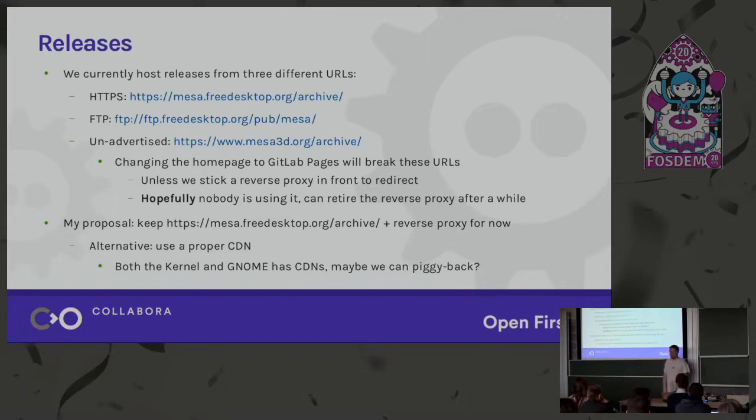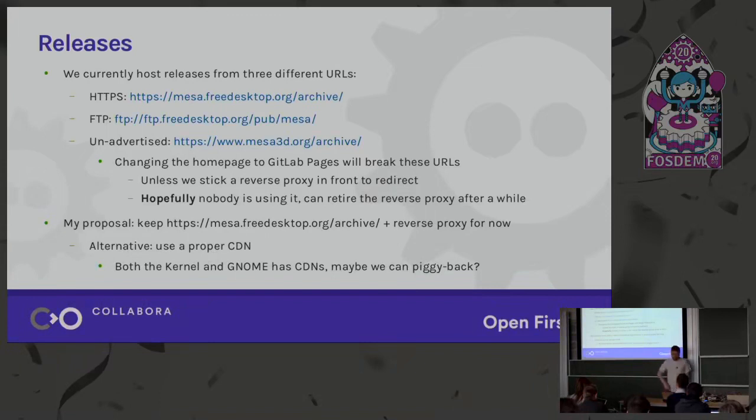I think we need to do some logging and stuff to figure out if that is the case or not. And changing it, as I said before, will break these URLs if we move it. So my best proposal right now is to keep it there, but reverse proxy this URL and have that hosted separately from the GitLab pages. So we keep the old website, but delete the page and do some redirects there, where it's easy.